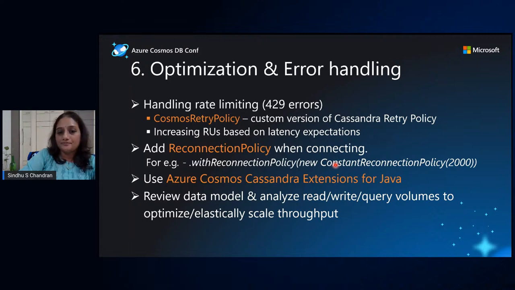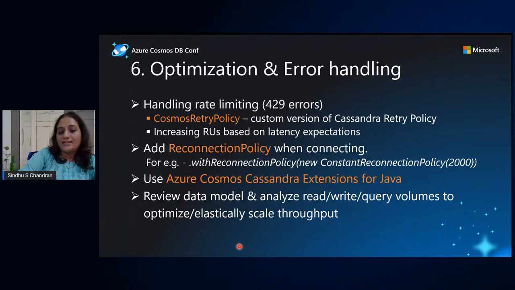And as I said, there is this Azure Cosmos Cassandra extensions for Java, which has additional and tuned settings which you can use, like the Cosmos retry policy. So this is also a good tool to use to better manage your connectivity settings.